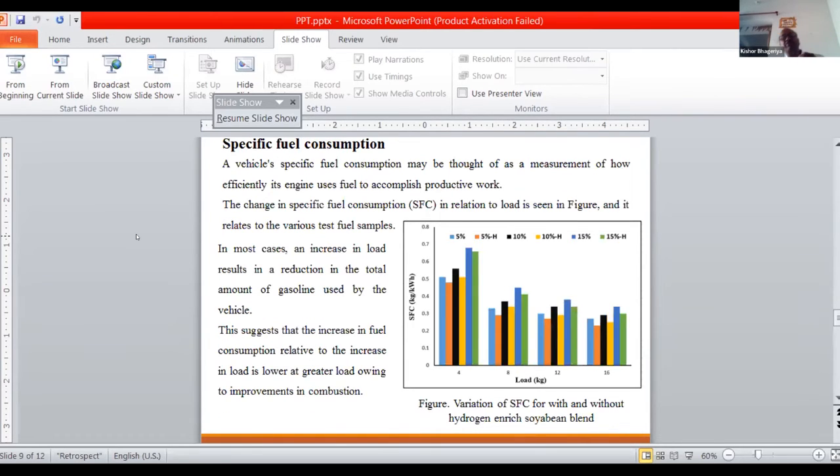Now, the third parameter which has been analyzed is the specific fuel consumption. Specific fuel consumption may be thought of as a measurement of how efficiently an engine uses the fuel to accomplish productive work. The change in the specific fuel consumption in relation to the load is seen in the figure, and it relates to the various test fuel samples. In most cases, an increase in the load results in a reduction in the specific fuel consumption. This suggests that the increase in the fuel consumption related to the increase in the load is lower at the greater load owing to improvement in the combustion.